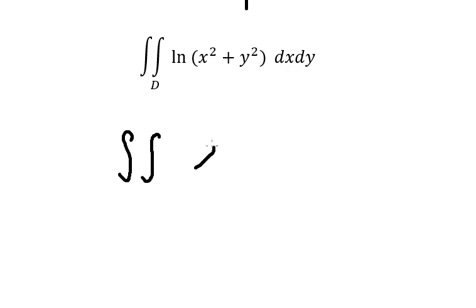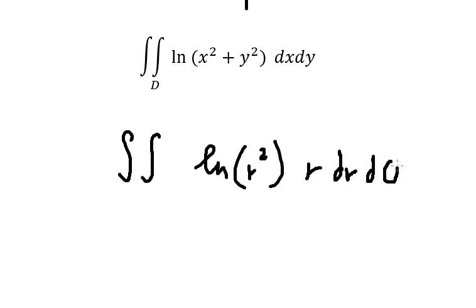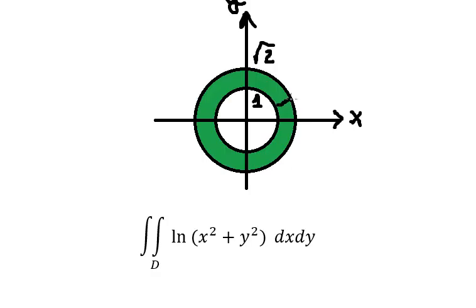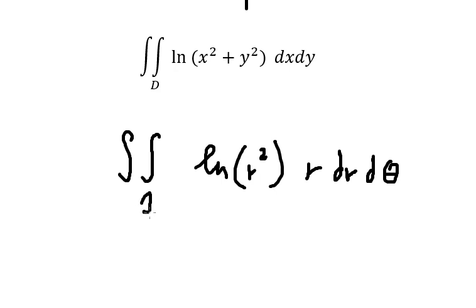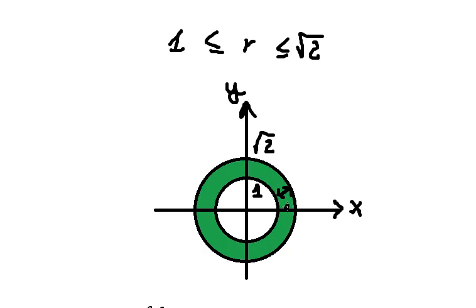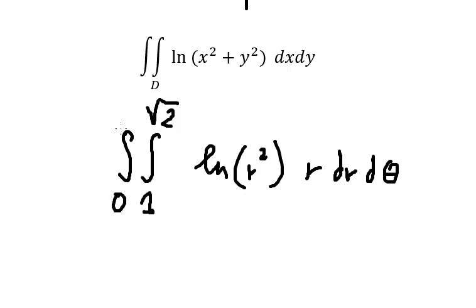This one is r squared. This one is r dr d theta. For dr, that is between 1 and the square root of 2, so we put 1 to the square root of 2 in here. For d theta, we start in here and go around one circle, and that is from 0 to 2 pi.